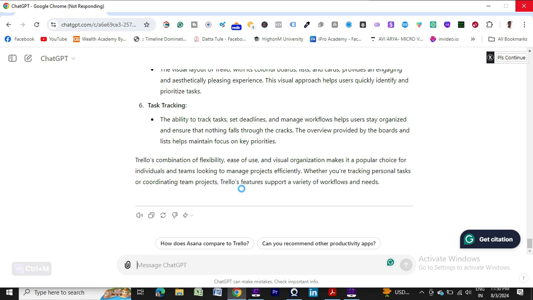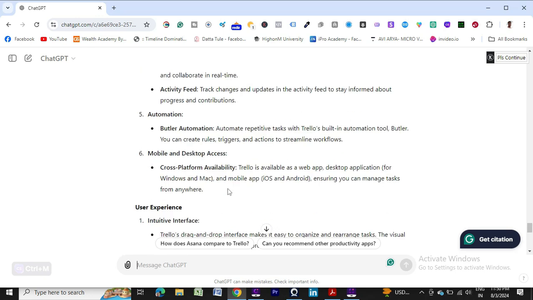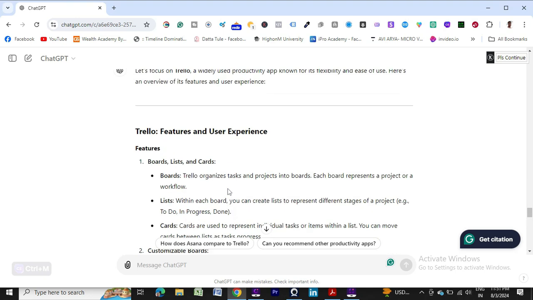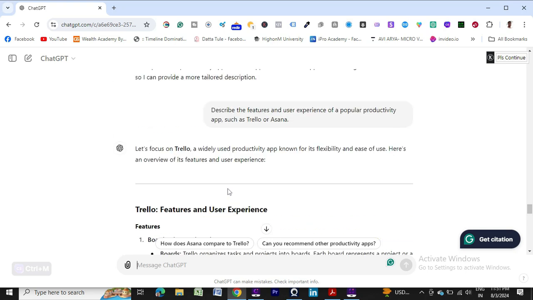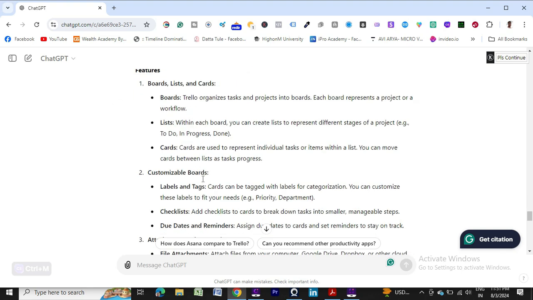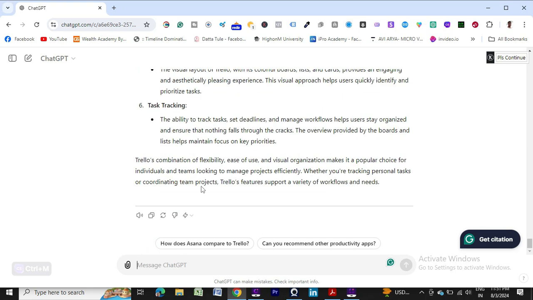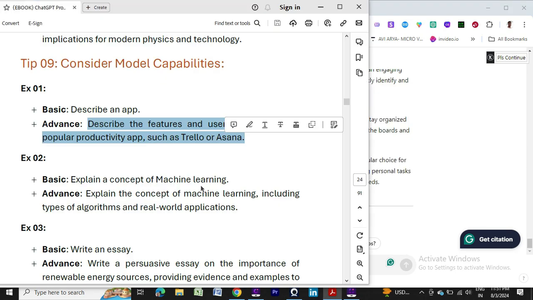If I want, I can ask about Asana. Anyway, it has given pretty much a good idea about what I wanted to know, the user experience and all these things, features and user experience. Let's focus on Trello. So it has given the user experience and the features of Trello. So I can take the inspiration and build my website or my app, a productivity app I can create. Okay, so I have taken the inspiration from those applications.